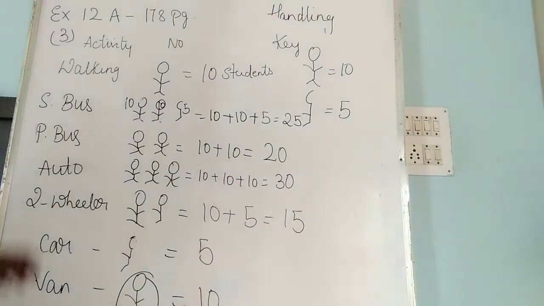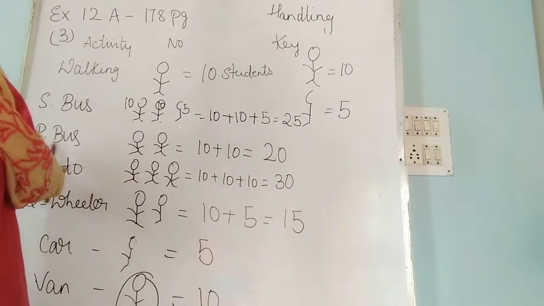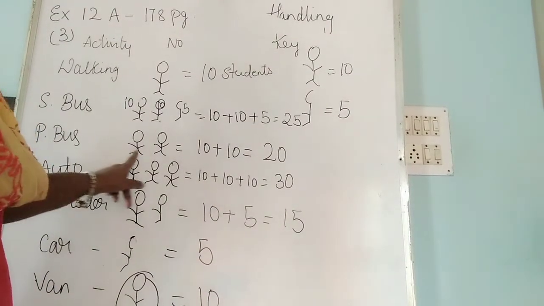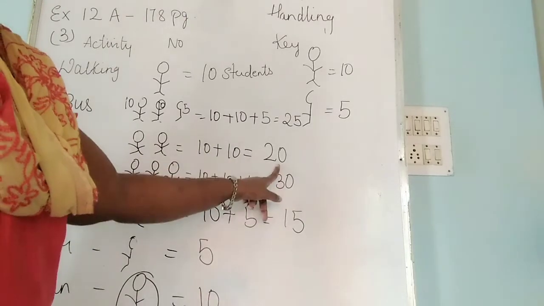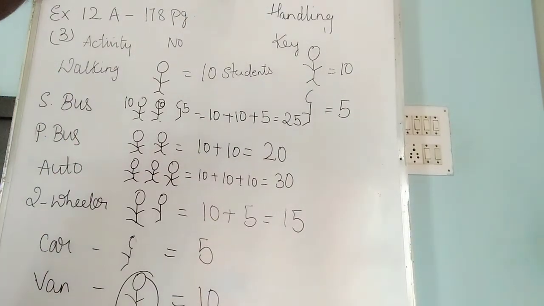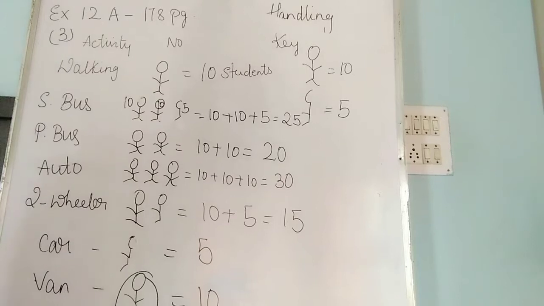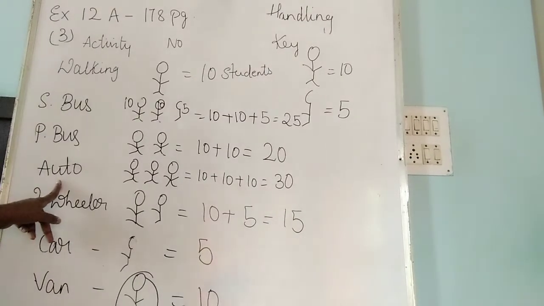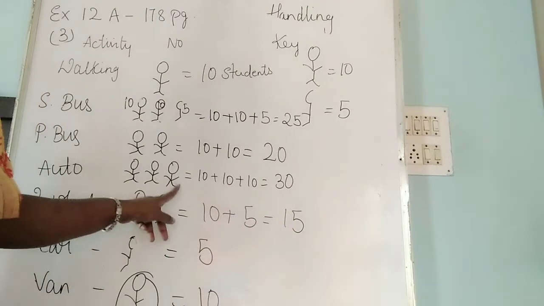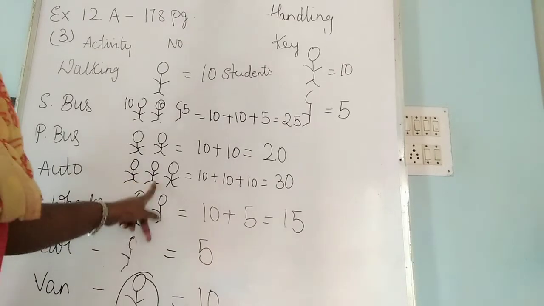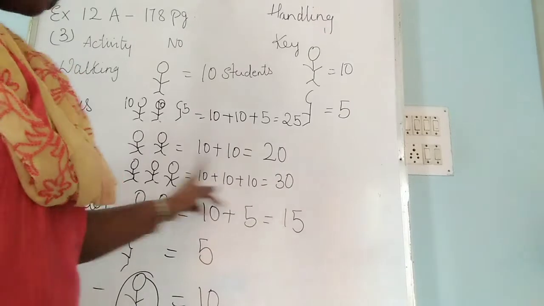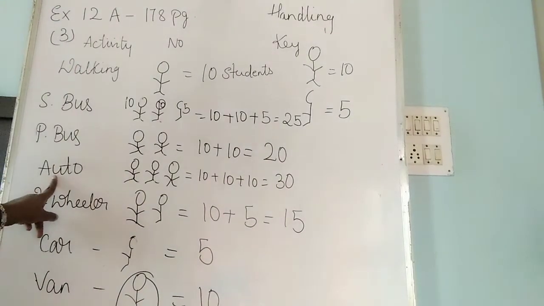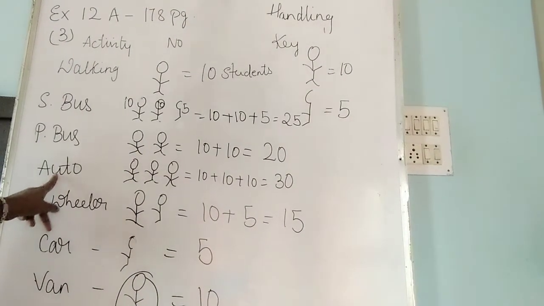Okay. And next comes the private bus. Private bus, you have 2 complete dolls. So 10 plus 10 is equal to 20. Okay. Next comes the auto. Auto, we have 3 complete dolls. So 10 plus 10 plus 10 is 30. So 30 students come using auto.